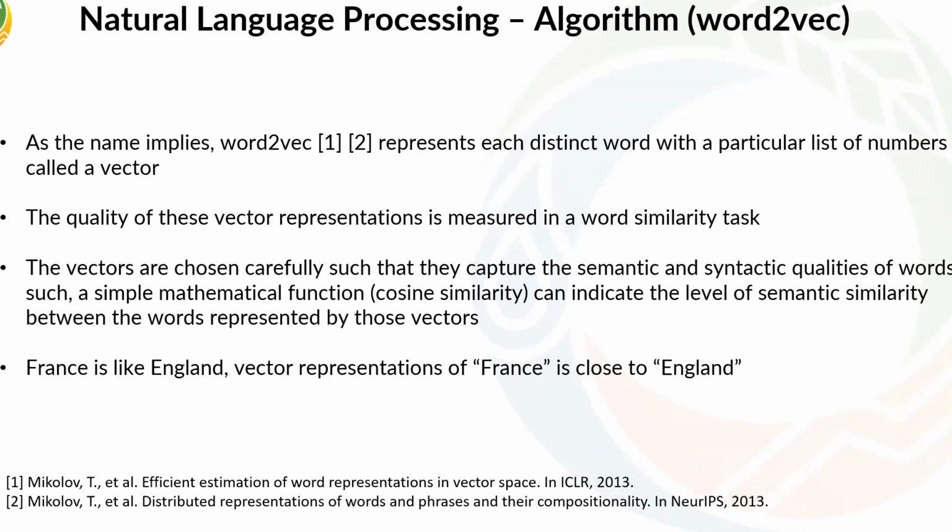In the word-to-vec algorithm, the vectors are chosen carefully such that they capture the semantic and the syntactic features of words. As such, a very simple mathematical function, cosine similarity, was used to measure the level of semantic similarities between the words represented by those embedding vectors. So a simple example is that France and England are both European countries, and the vector representation of France is close to England in our embedding space.